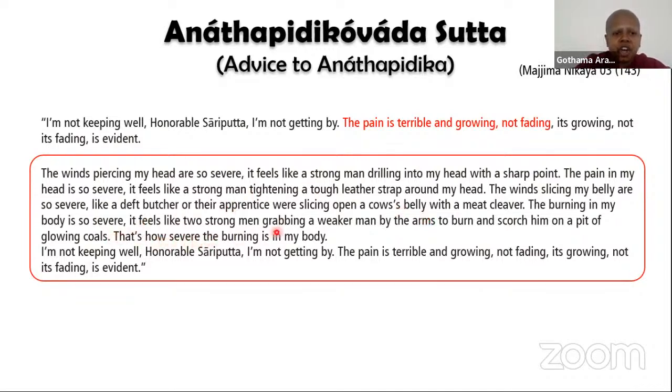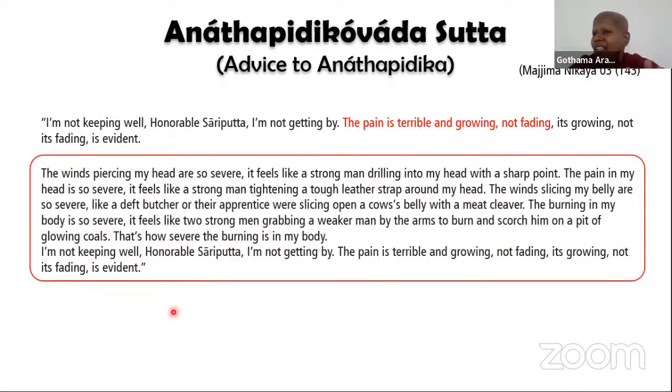It feels like two strong men grabbing a weaker man by the arms to burn him on a pit of glowing coals. It's like two strong men pulling a person over a very hot pit of coals. So painful is the burning in my body. I'm not keeping well, Venerable Sariputta. I'm not getting by. The pain is terrible and growing, not fading. It is evident.